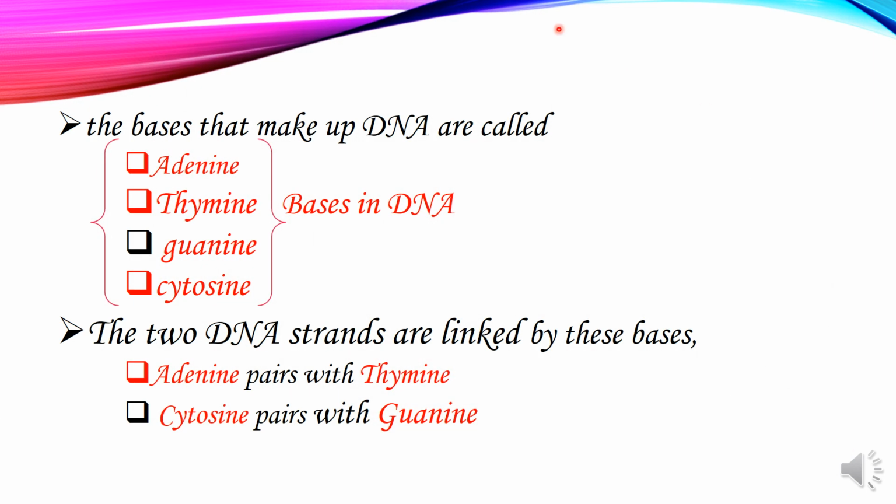The bases that make up DNA are called adenine, thymine, guanine, and cytosine. These are the 4 types of bases found in DNA, in the nucleotide. The two DNA strands are linked by these bases. As I told you before, the two strands, the vertical lines, are linked by the bases, and the pattern is: adenine always pairs with what? Thymine. Cytosine always pairs with what? Guanine.